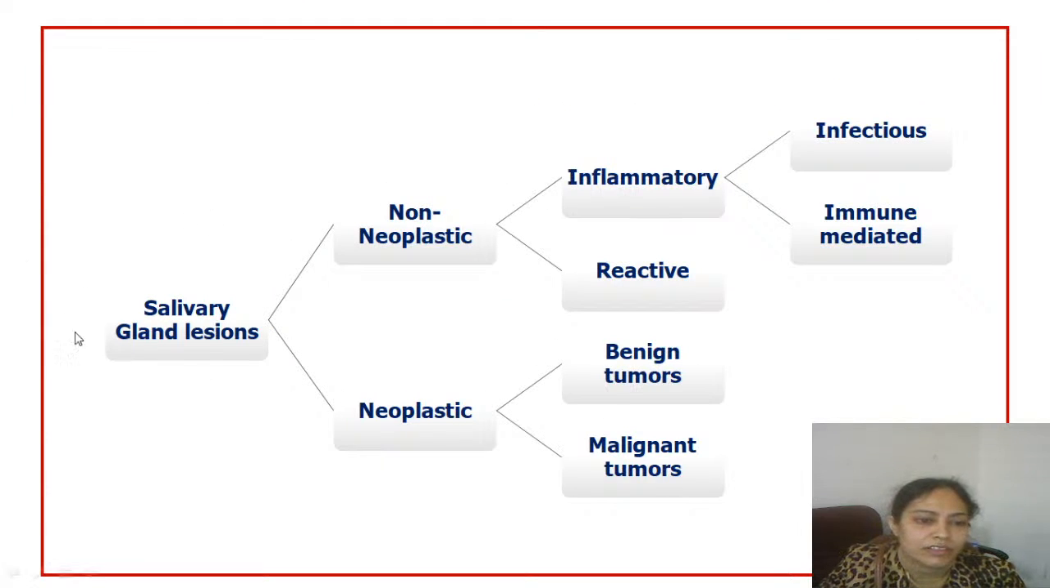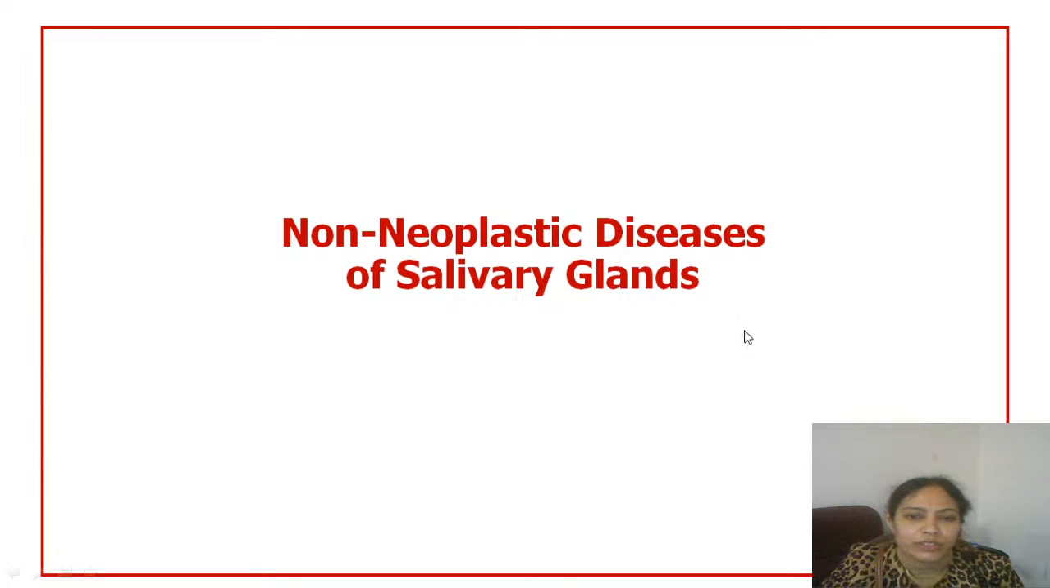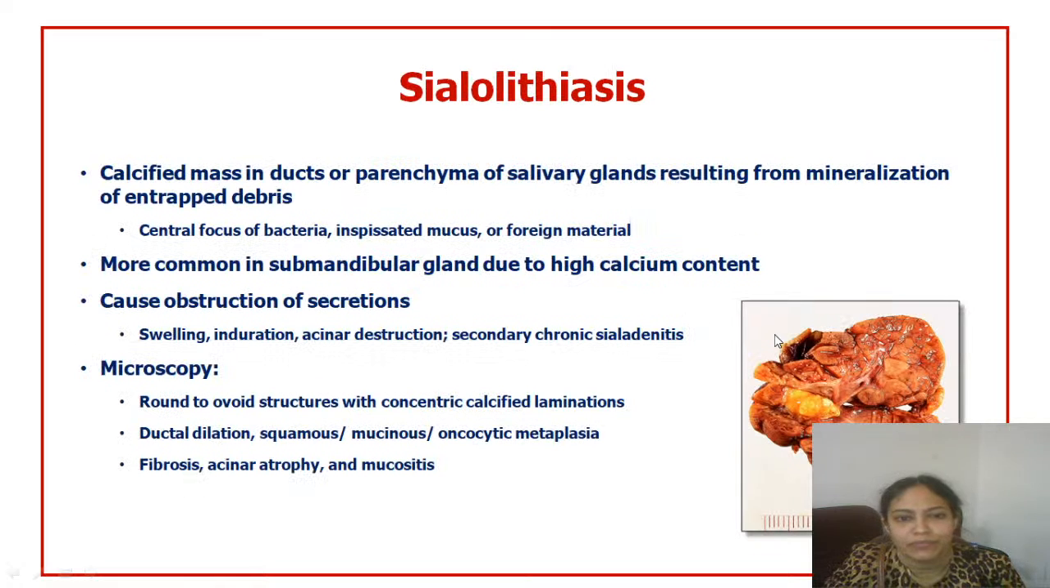So as already discussed, salivary gland lesions include a number of non-neoplastic lesions, which could be inflammatory, that is infectious or immune mediated, or reactive. And then you can have neoplastic lesions, which include benign as well as malignant tumors. So first we look at the non-neoplastic diseases.